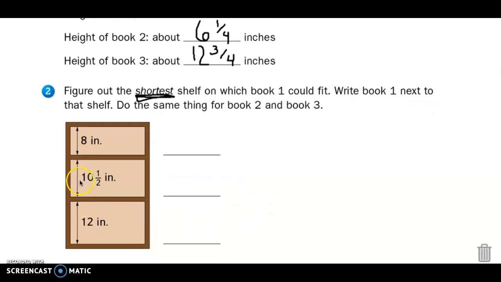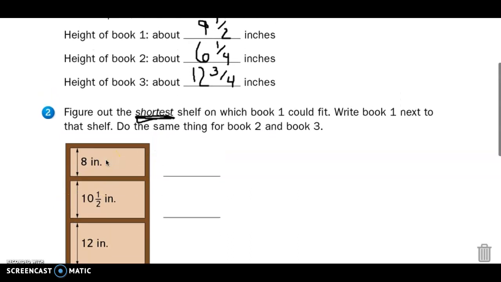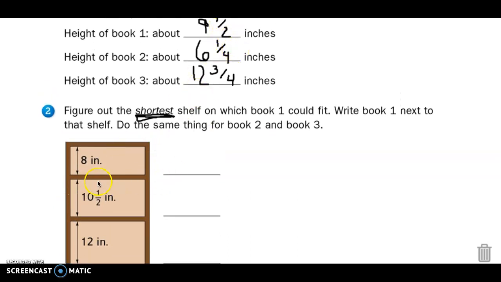Okay, our next biggest shelf is 10.5 inches. Would 9.5 inches fit on there? It would. 9.5 is 1 inch less. Okay, so it could fit on shelf 2, but let's just check the next one. 12 inches. Well, 12 inches is bigger than 10.5. Could 9.5 fit in there? It could. So now, where do we put book 1? Should we put it on the middle shelf or the bottom shelf? Well, it says figure out the shortest shelf. So out of these two, 10.5 is shorter, and book 1 can fit there, so we're going to say book 1.